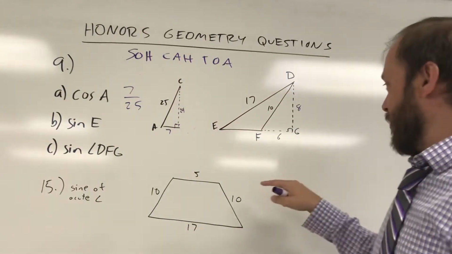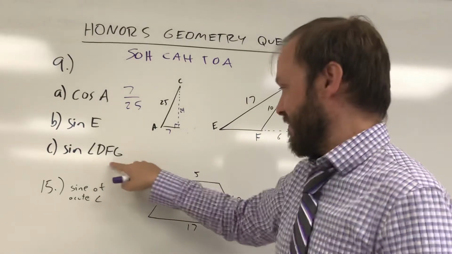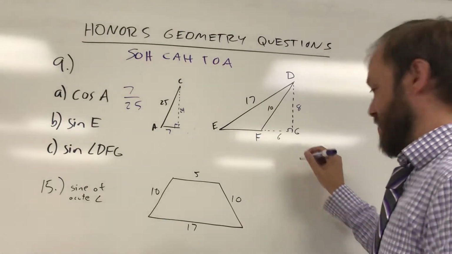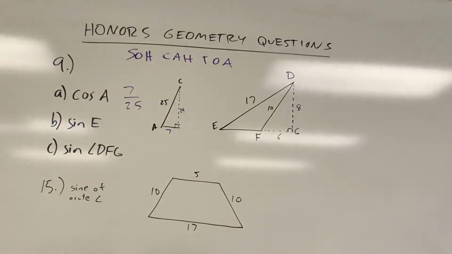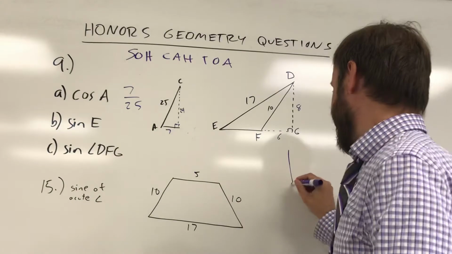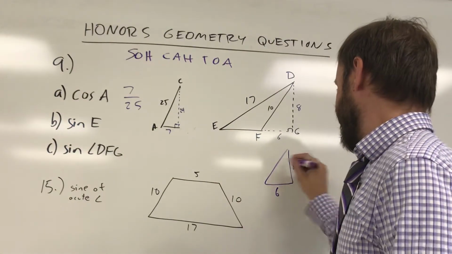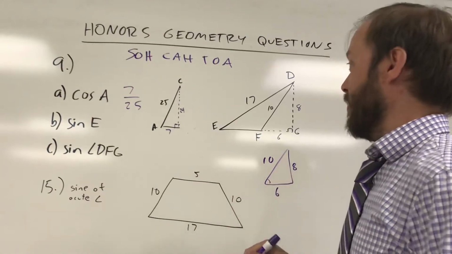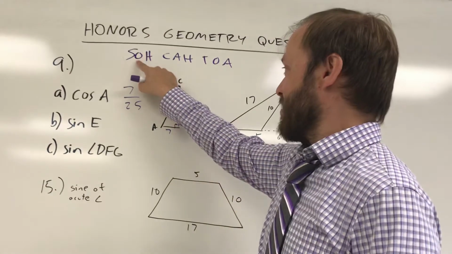And so I actually think we're going to be able to find the sine of DFG faster because we've already got all 3 sides of that triangle. So anyway, in this particular case, that is a 6, 8, 10 triangle. We want angle DFG, which is this angle right here. We want a sine. Sine is opposite over hypotenuse.